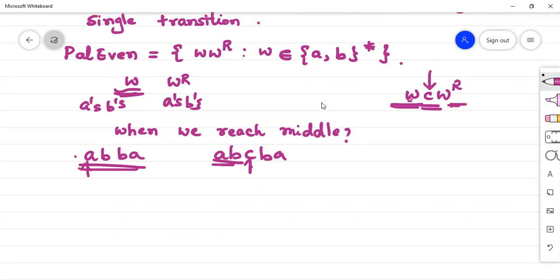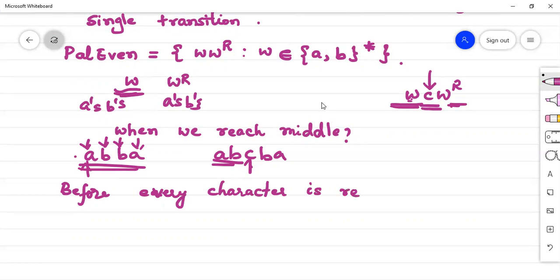So it doesn't know what is the middle input. So what it has to do is, before every character is read, like it reads A or B or B or A, etc. So before every character is read, it has two choices. When you say two choices, we are talking about non-determinism.